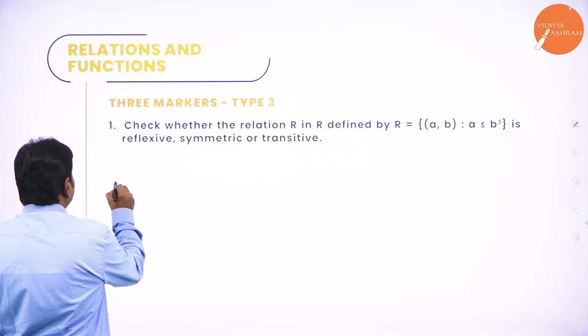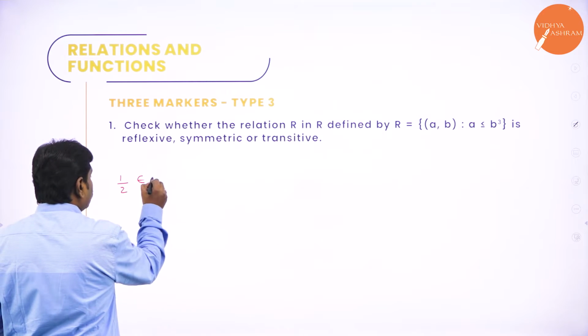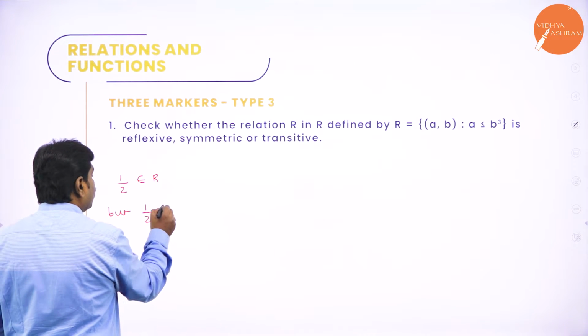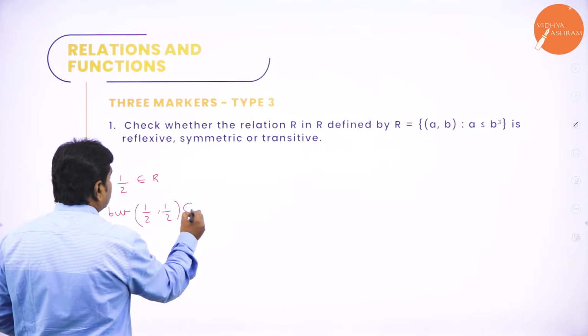So first is what? 1 by 2 belongs to real numbers, but (1 by 2, 1 by 2) does not belong to what? R.